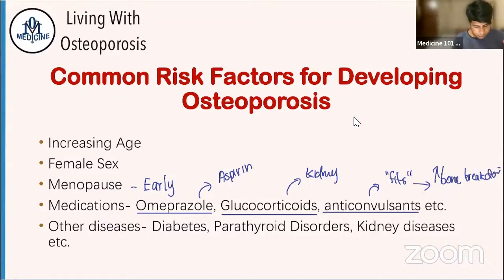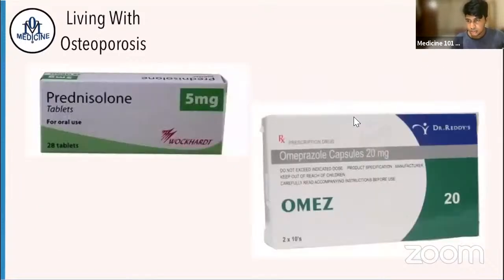Then there are some other diseases such as diabetes, parathyroid disorders, and kidney disorders which can increase your risk of developing osteoporosis. So some of the most common drugs which can cause osteoporosis are prednisolone and omeprazole.